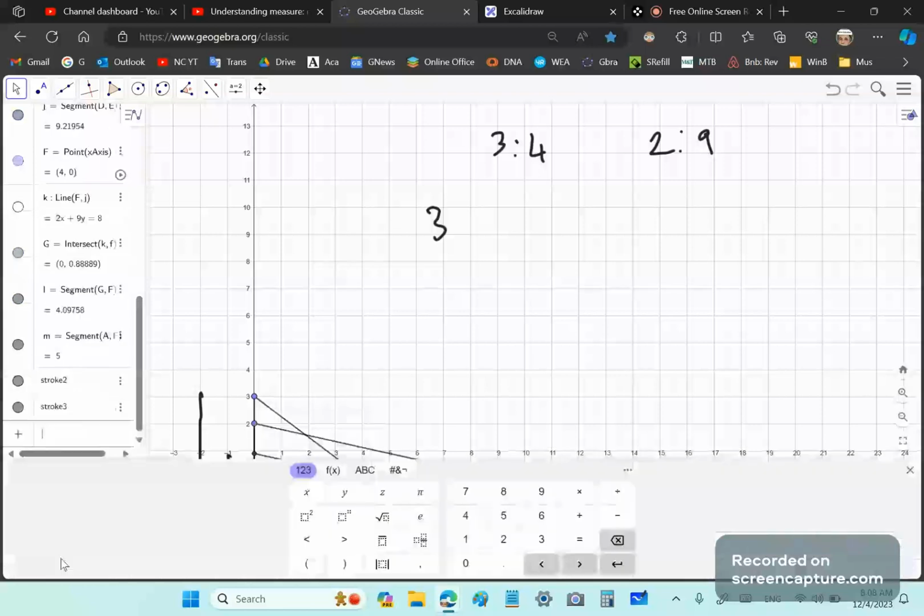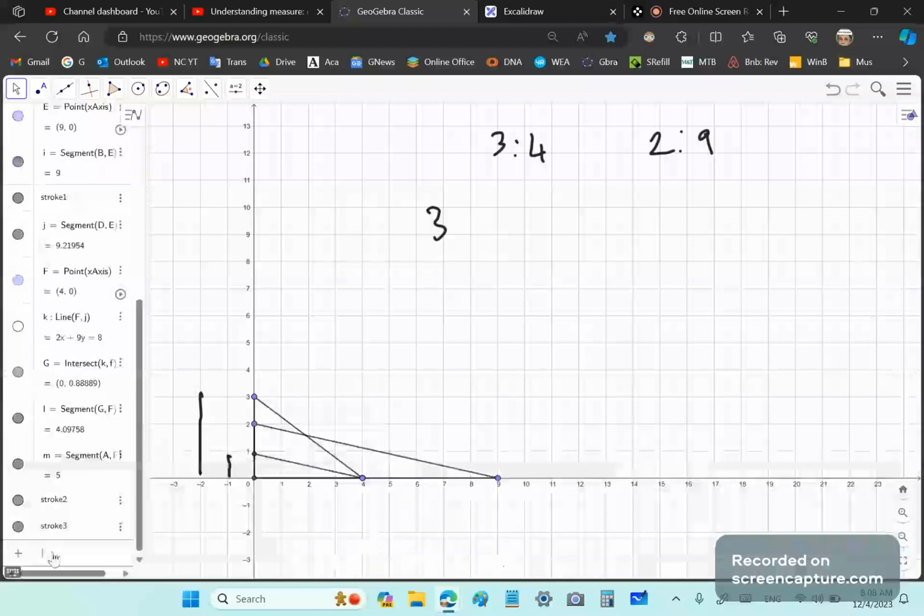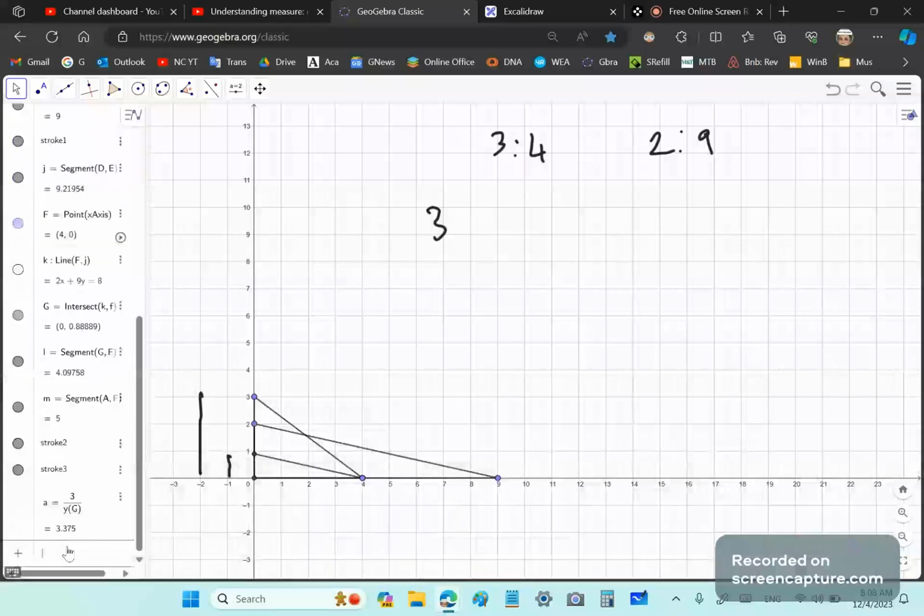And if we say this Y, 3, divided by the Y of G, that gives us a result, right? Okay, so that means that 3/4 divided by 2/9, if measured, would give us this value here. So let's see if that's correct, if we've done everything correct.